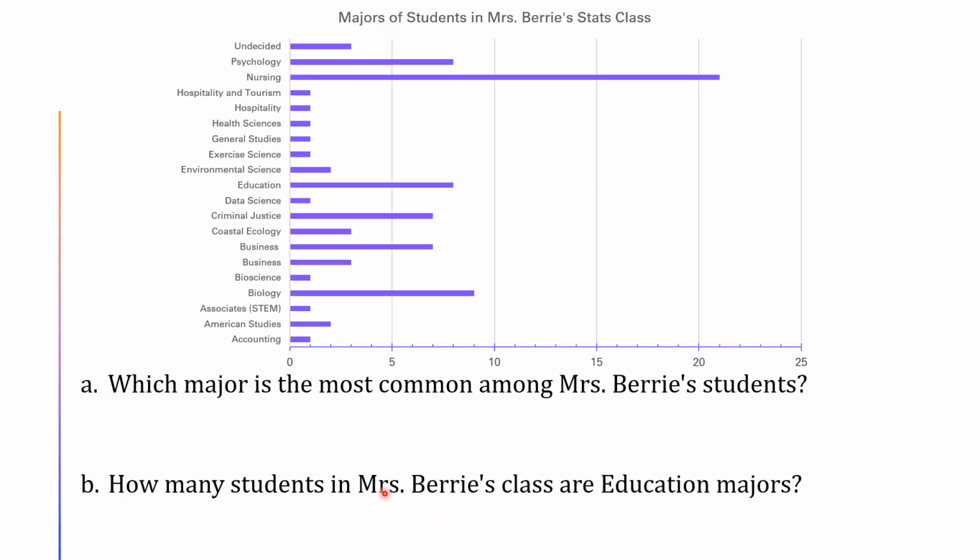What major is the most common among Miss Berry's students? That would be nursing, right? Nursing is the most popular major this semester. And how many students are education majors? This is easier to do if you have this printed out, but you would just go to the education bar and follow that down in a straight line. Boom, there we are. Let's count down from 10. 10, 9, 8. 8 students were education majors.